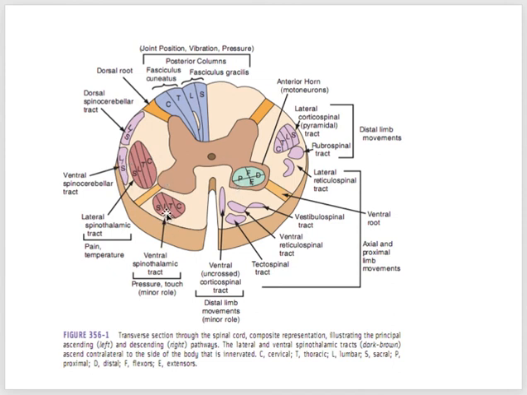See, ventral spinothalamic, lateral spinothalamic. Ventral means anterior, of course. Ventral spinocerebellar, dorsal spinocerebellar. This is the dorsal root from where the sensory input comes, and this one is the motor one, from where the motor output goes out. This one is the posterior columns, or fasciculus cuneatus and gracilis, and this is the lateral corticospinal tract, tectospinal, ventral reticulospinal, vestibulospinal, and all this.